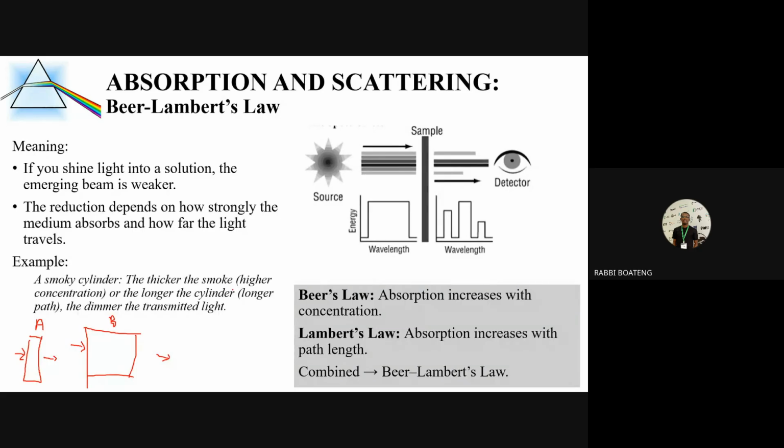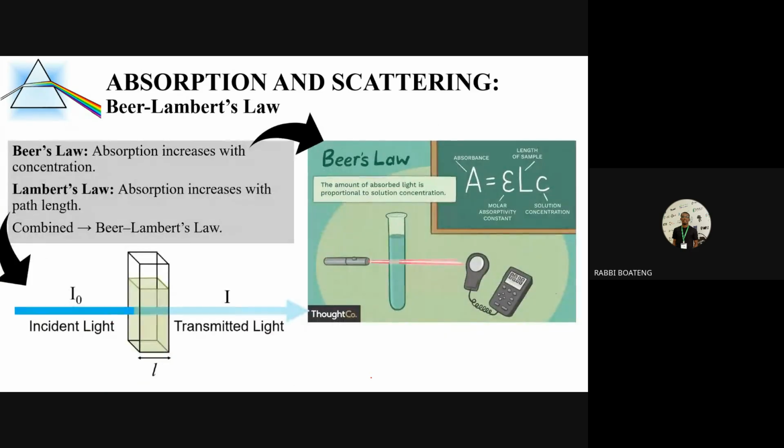Now, there are two laws that govern this. The first is Beer's law, and the second is Lambert's law. Together we call it the Beer-Lambert law. Beer's law talks about concentration, and Lambert's law talks about the distance that we've just explained, that is the path length. Now, if you're talking about concentration, there are a lot of experiments that have been done where we use the concentration here. Let me use a laser pointer.